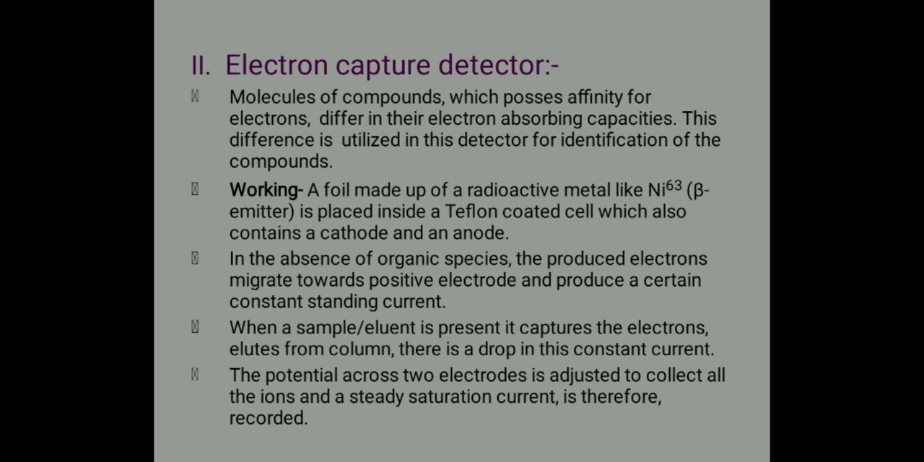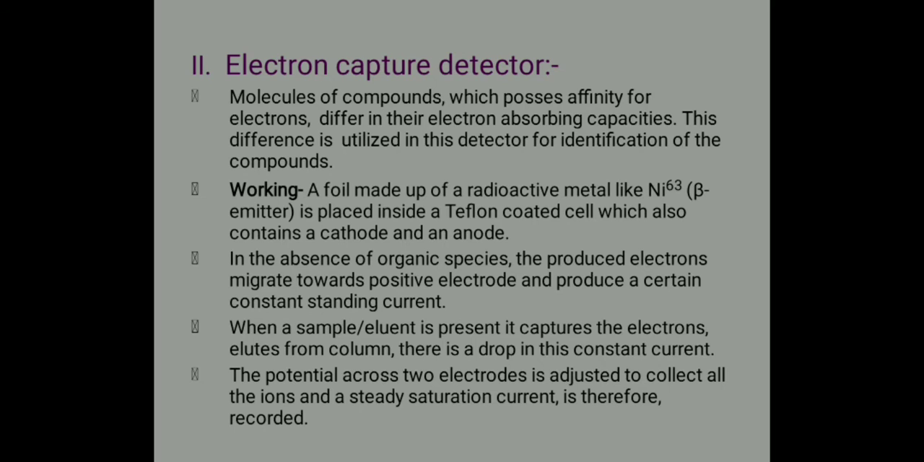Talking about the working, a foil made up of a radioactive metal like nickel is placed inside a Teflon coated cell which also contains a cathode and an anode. In the presence of organic species, the produced electrons migrate towards the positive electrode and produce a certain constant standing current.